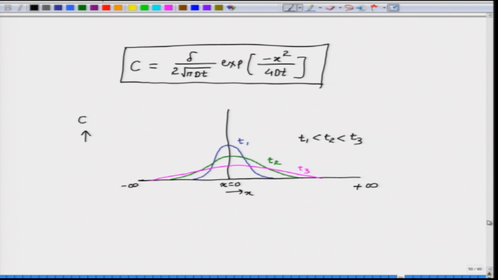With time, we can see the peak of the profile is decreasing, and the peak is at x equal to 0, and the width of the profile is increasing. That means, the penetration depth is increasing with time, but the peak is decreasing. So, diffusion is spreading into the material. This is obvious because the total amount delta is constant. As it is spreading inside, the peak value has to decrease. Right. How do you find the peak value here?